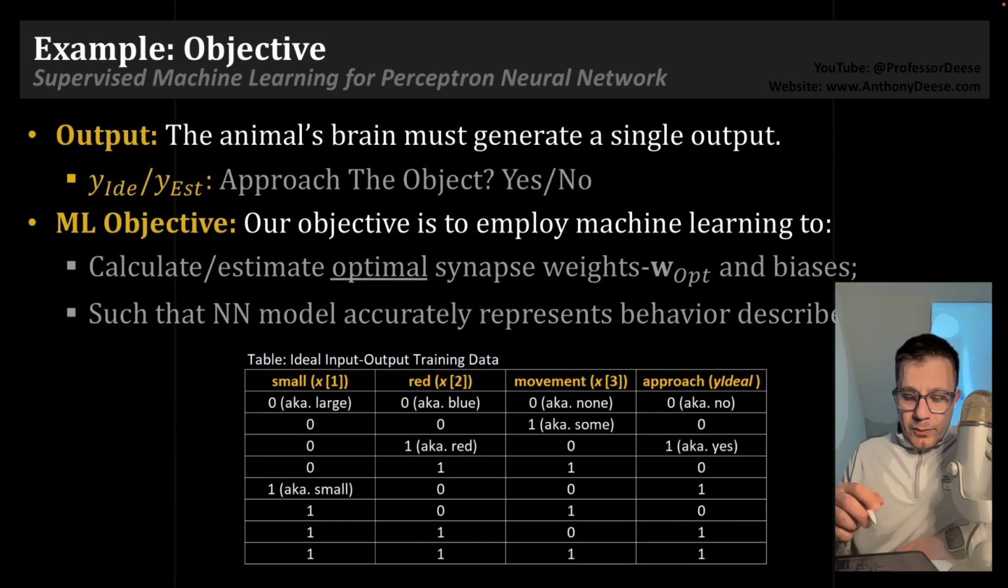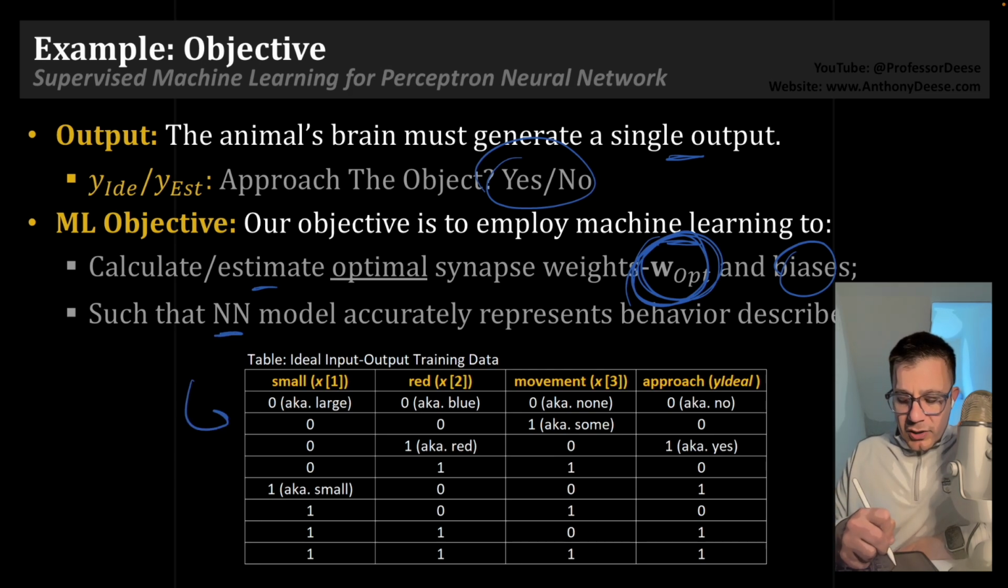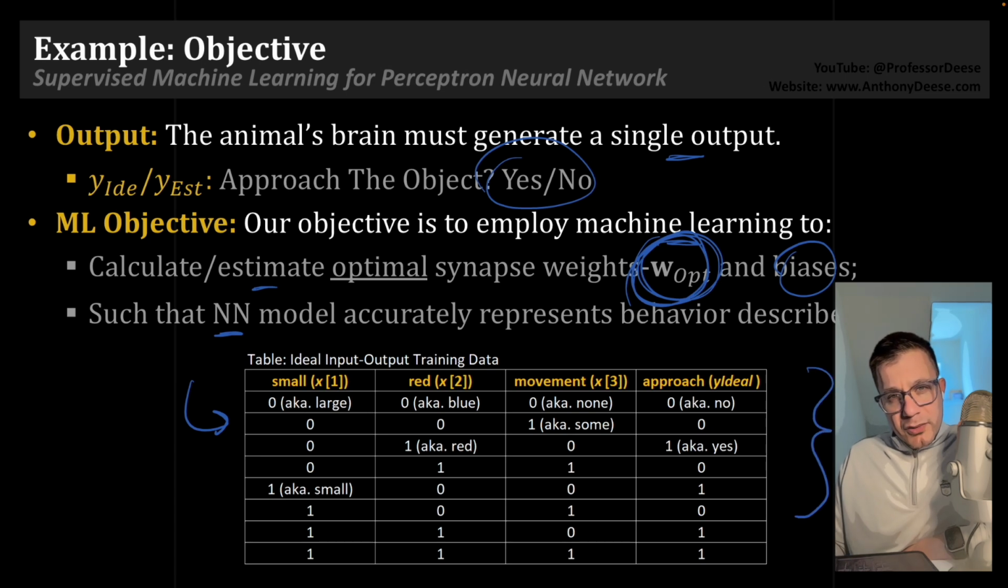All right, so the output, as we saw before: the animal's brain must generate a single output, should we approach the object, yes or no. And our machine learning objective is to employ this supervised learning rule, the single layer perceptron, to estimate the optimal synapse weights and biases, but now we include the bias inside the synapse weight, such that the perceptron model accurately represents the behavior shown below. And we've seen this table before, so I don't think we need to take a look at it again. Is it small? Is it red? Is there movement? Should it approach it?